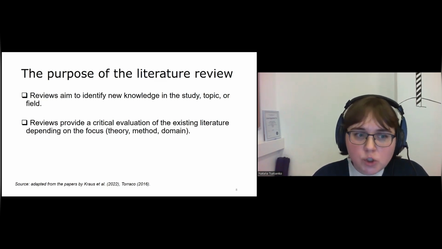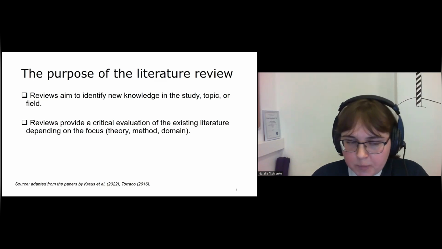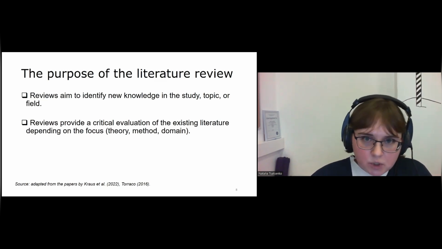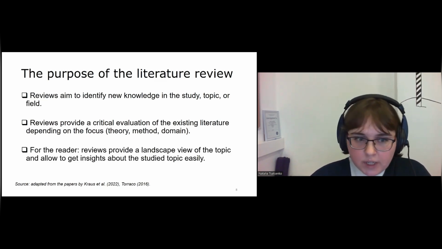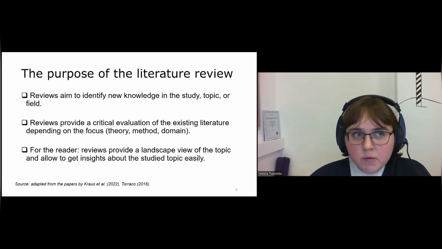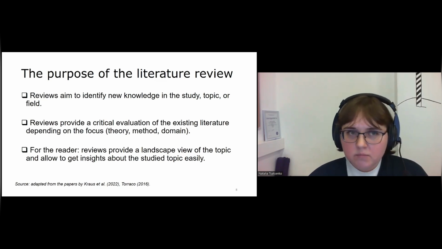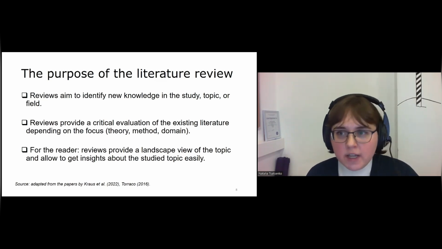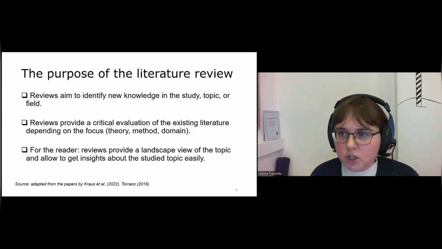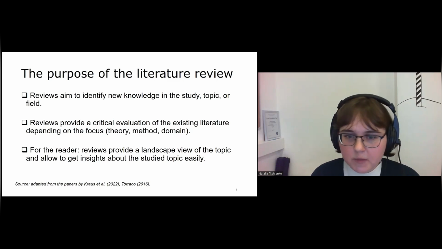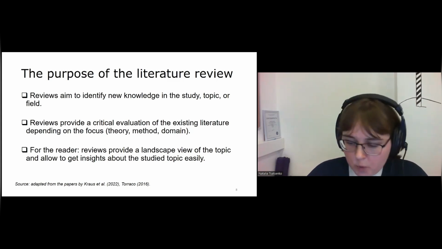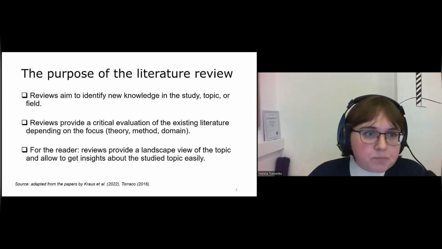They belong to the writer, the scholar. And the last statement, the purpose of a literature review, is for the reader. If you open this section in a paper, or you find a very well-structured literature review article, it saves your time to go deeper into this topic. So this is the three purposes which we can remember.